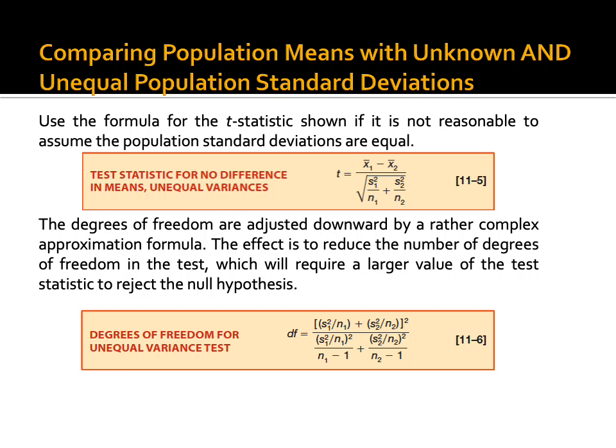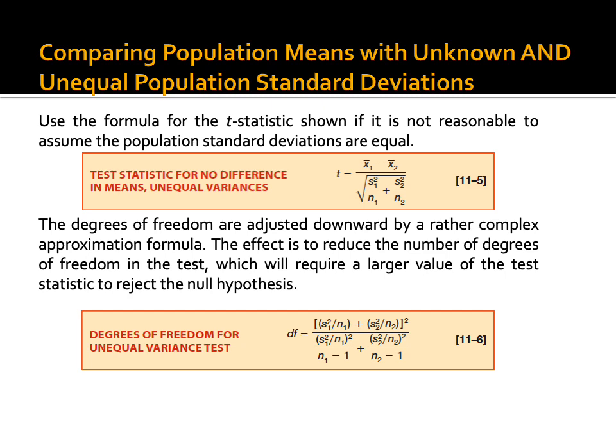This formula is meant to adjust degrees of freedom downward. It's almost like an average between the two sample sizes, but this is the formulation you would use when you're doing this type of process.